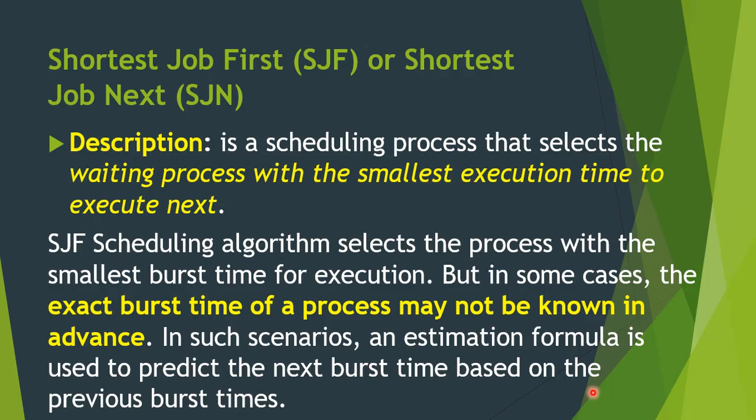Okay, so let's have the second scheduling algorithm. Now this one we're calling the shortest job first scheduling algorithm. Sometimes it's also called the shortest job next. Basically this is a scheduling process that selects the waiting process with the smallest execution time, or the smallest burst time. It will look at the processes that are available, and determine that this one has the smallest burst time. It should be given the CPU first before others.